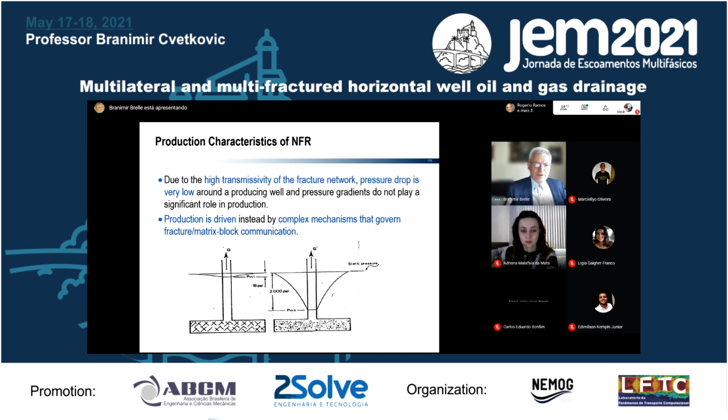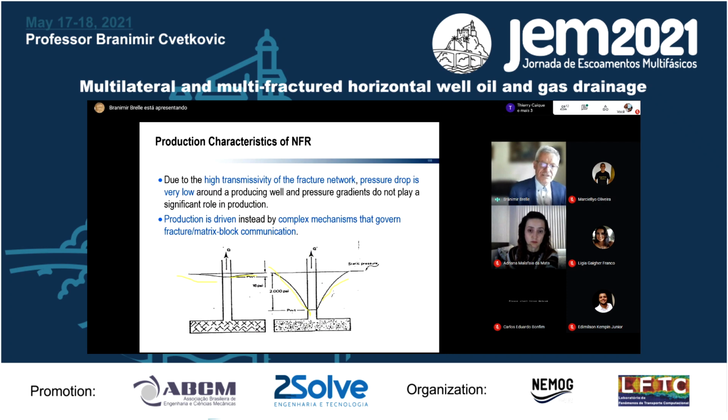So you see, production characteristics of a fractured reservoir. Due to the high transmissibility of the fracture network, the pressure drop is very low around the producing well, and pressure gradients do not play a significant role in production. Because you need to wait for the matrix to feed your system. You see here, the pressure drop is very small, and here you have a huge pressure drop. Look at this. That is the first one.